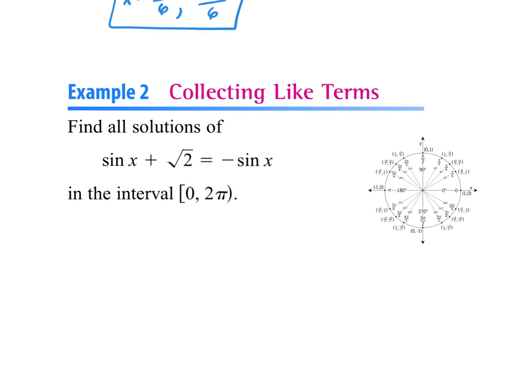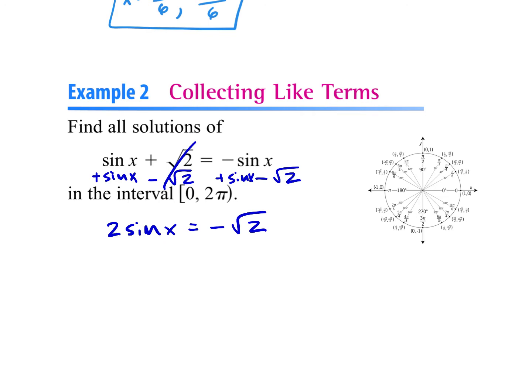All right, example 2. So remember, we want to isolate our trig function. So what should I do first here? I can subtract square root 2. And I want to add sine to the other side. So I have to combine my like terms, get those signs together. So what's sine plus sine? 2 sine. So I have 2 sine of x is equal to negative square root 2.